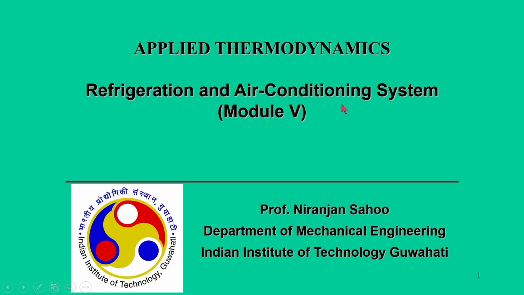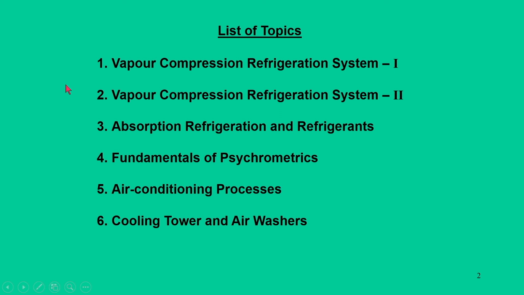We are in the Applied Thermodynamics course, Module 5, Refrigeration and Air Conditioning. Till last class, we covered 3 lectures based on vapor compression refrigeration system and vapor absorption refrigeration systems. In addition to that, we discussed refrigerants and their nomenclature as well as designations. Now, we will move on to air conditioning processes, its thermodynamic aspects.